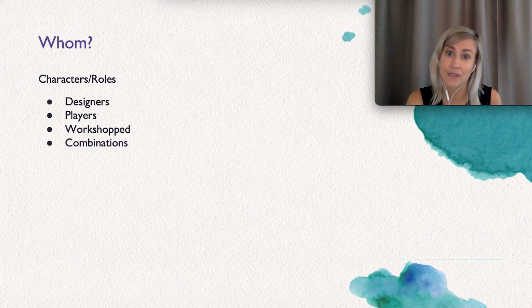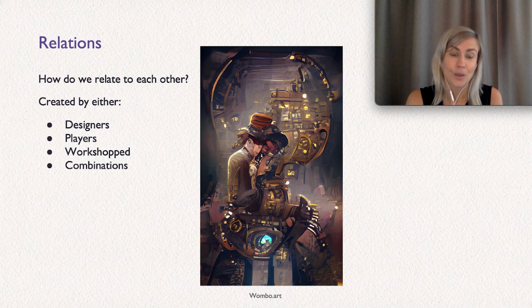Karin van der Heijn has written a chapter called Who Creates the Characters in the book LARP Design: Creating Roleplay Experiences that actually goes into this more in depth. It also goes into the next part that we are talking about here. Relations. So how do these characters relate to each other? How do the nodes connect to each other? Just like the characters, the relations can also be created by either the designers, the players, they can be workshopped, or it can be a combination of these.